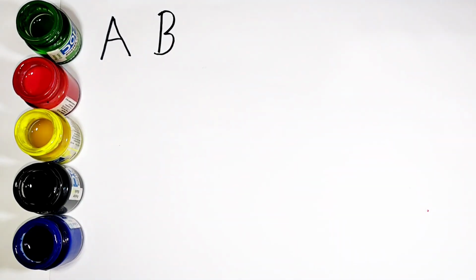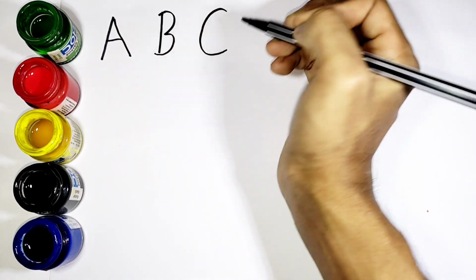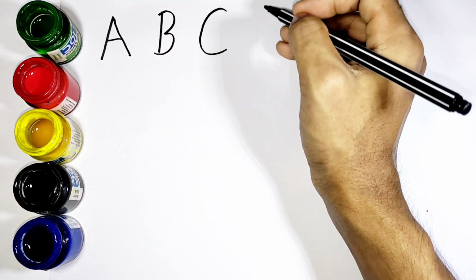B for ball, B for bat. And the next one is C. C for cow, C for cat.